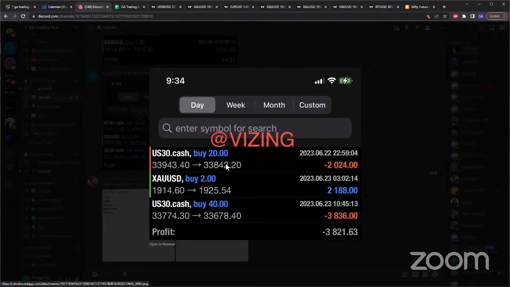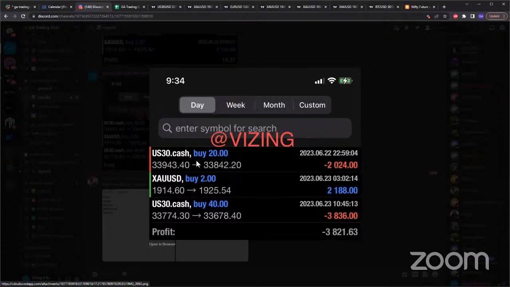This first trade right here was a valid trade, but I should not have traded it because it had just come. I always tell you guys, try to avoid trading between 3 p.m. Eastern Standard Time and like 10 or 11 p.m. Eastern Standard Time. You will save yourself from being faked out. This morning, on this US 30 buy, the reason I went for a higher risk was to recover the loss I took on US 30.